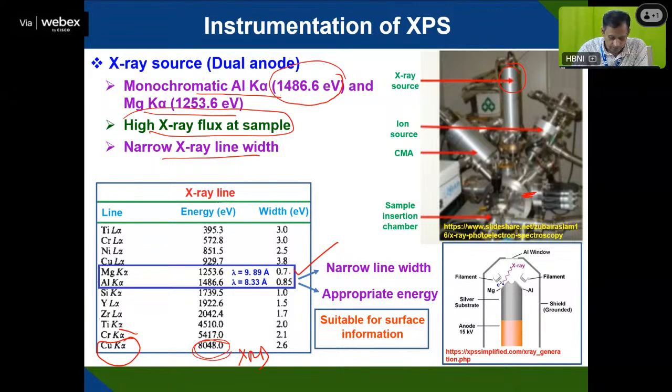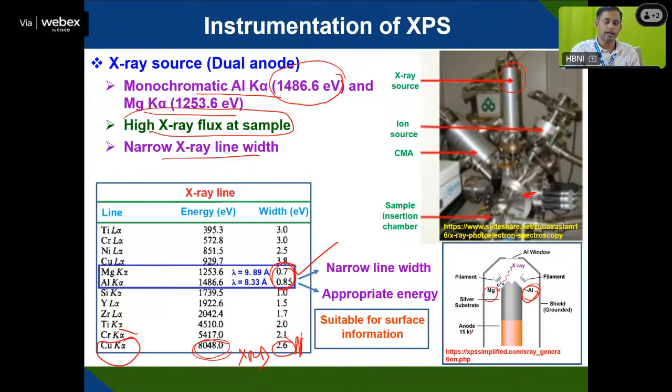Then you can see here the magnesium or aluminum has a very narrow line width, 0.7 to 0.85. But with copper, the bandwidth is quite high, 2.6. Because of the narrow line width and appropriate energy suitable for surface information, you will be able to use magnesium and aluminum as a source in XPS studies. You have a dual anode system here, with both magnesium and aluminum, so both can be used as a source material.